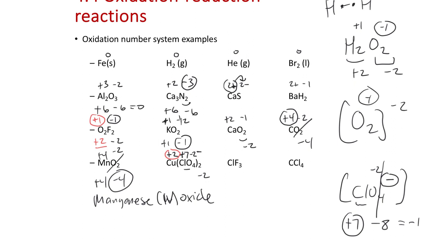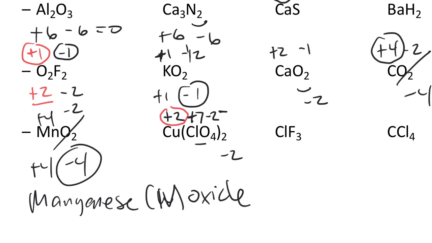And oxygen's -2. Now, can you show this for the full formula too? So if we go to the full formula, we should be able to take +2 for the copper, and then we have 2 chlorine, so it'd be +7 times 2, and then we have 8 oxygens times -2, and so that math there. So +2 plus 14 is 16, -16 is overall neutral, 0.